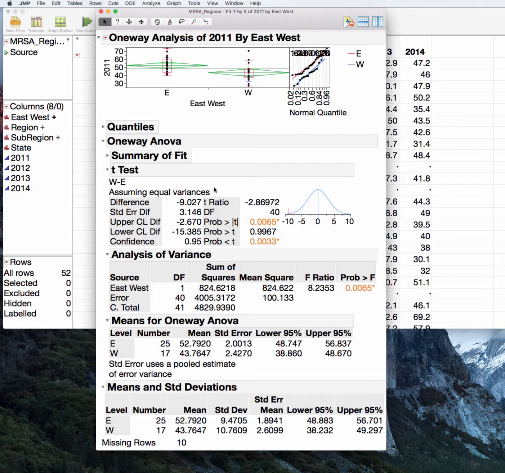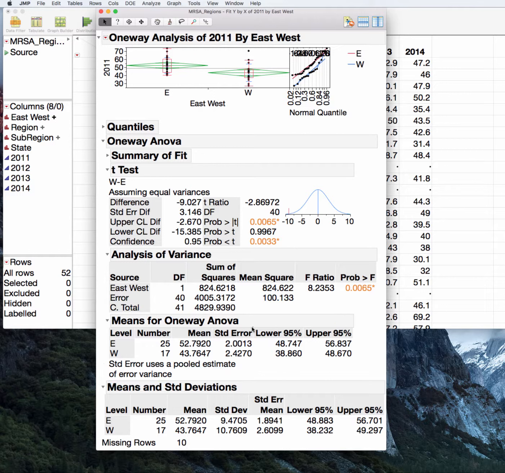In addition to that, JMP will tell us in two different locations that we're using equal or pooled estimates of variance. So here under the t-test, you can see it's assuming equal variances. It is also telling us it's done west minus east for our t-test comparison. Down here in the means for the one-way Anova, we can see that JMP is telling us the standard error uses a pooled estimate for error variance.